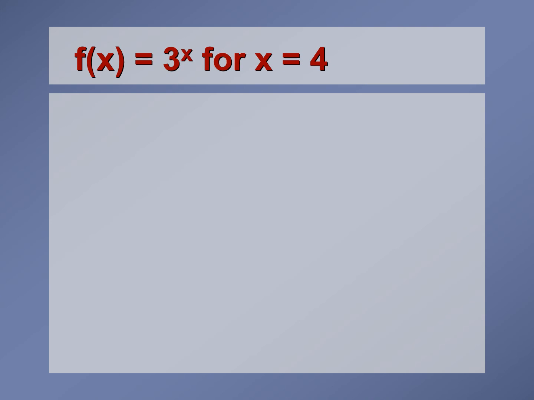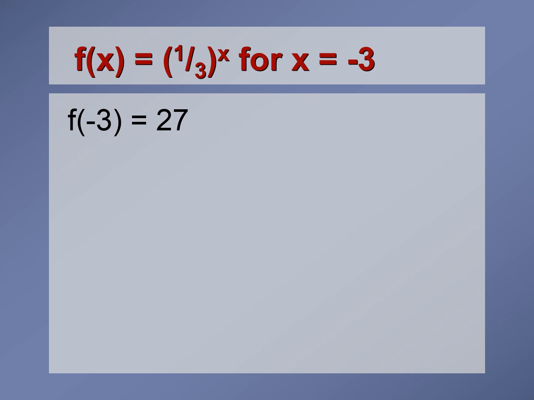3 to the x for x equals 4, so to evaluate you would do 3 to the 4th power, which is 81. 1/3 to the x for x equals -3. So you would do 1/3 in parentheses. Notice the use of the parentheses to the -3 power, and you would get 27. Go ahead and try some problems on your own.